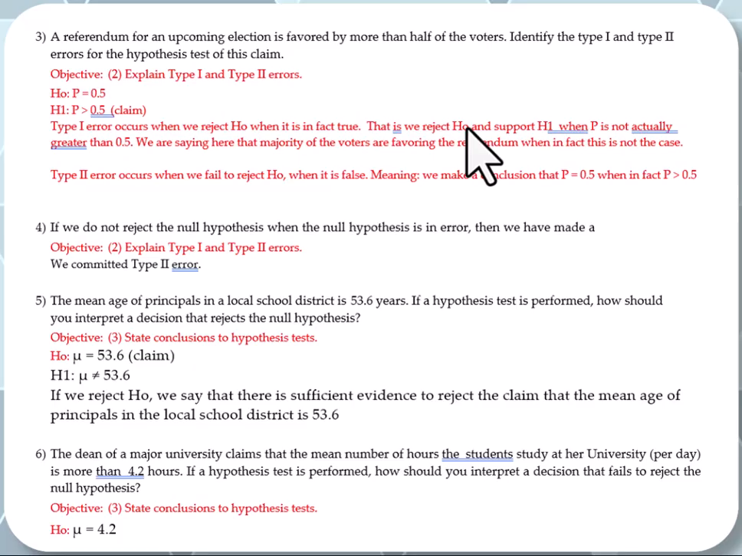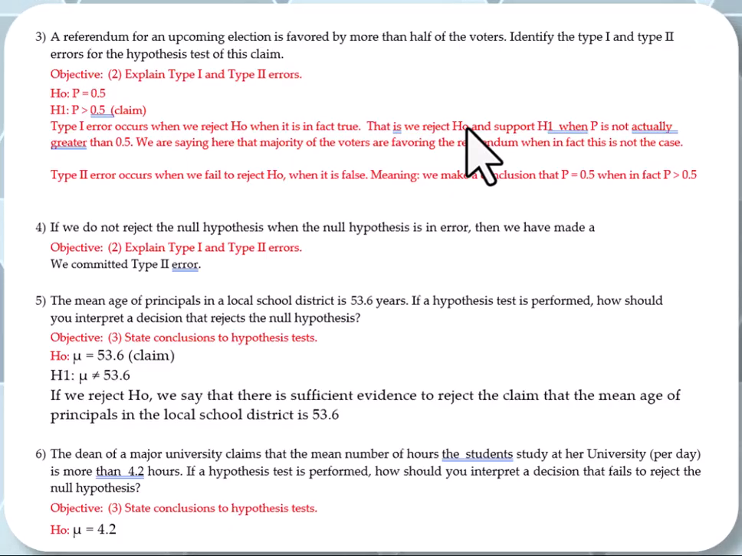Number 3, a referendum for an upcoming election is favored by more than half of the voters. Identify the type 1 and type 2 errors for the hypothesis test of this claim. So someone is making a claim that the referendum is favored by more than half of the voters. So I wrote the null and the alternative. H1 will be P greater than 0.5, which is half, 50%. And the null will be P equals 0.5.